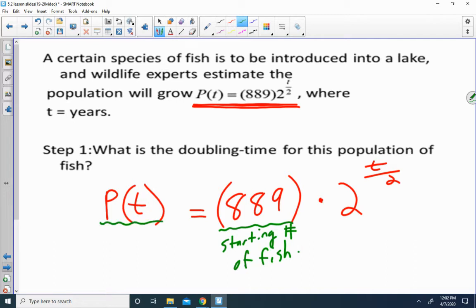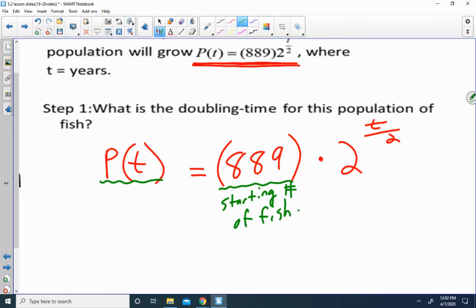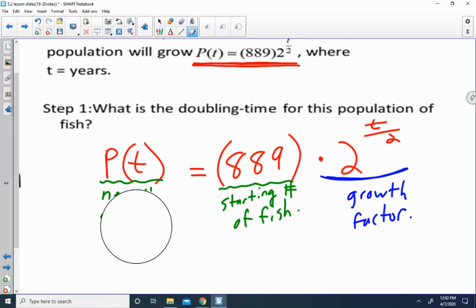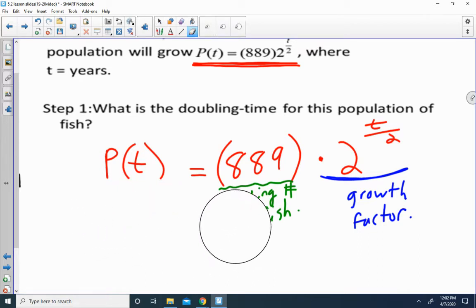This represents how much the population has grown, or in other words, how many fish are in the lake now after so many years. So this will be the new number of fish after so many years have passed. And then this part is the growth factor. Basically, this is the number that determines how fast or how slow the fish will repopulate after so many years. So that's all there. I just wanted to show you what each part represents. But now let's use that equation for the actual problem that we have.